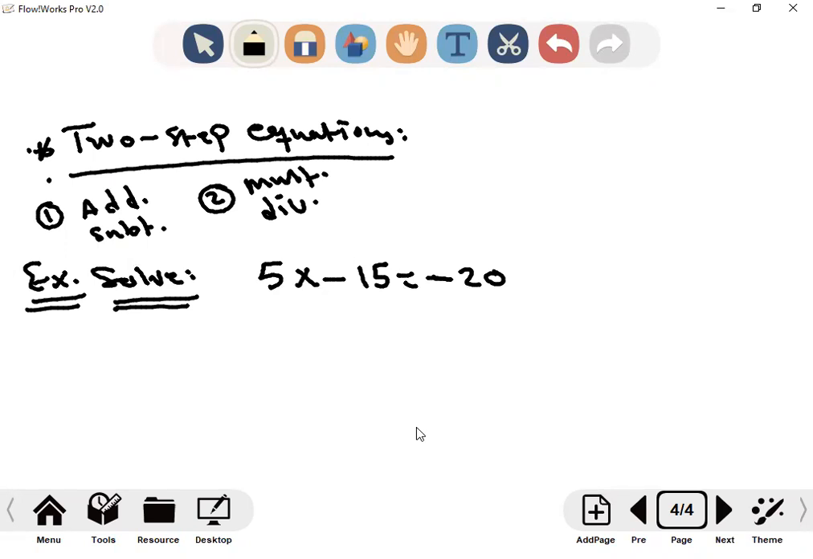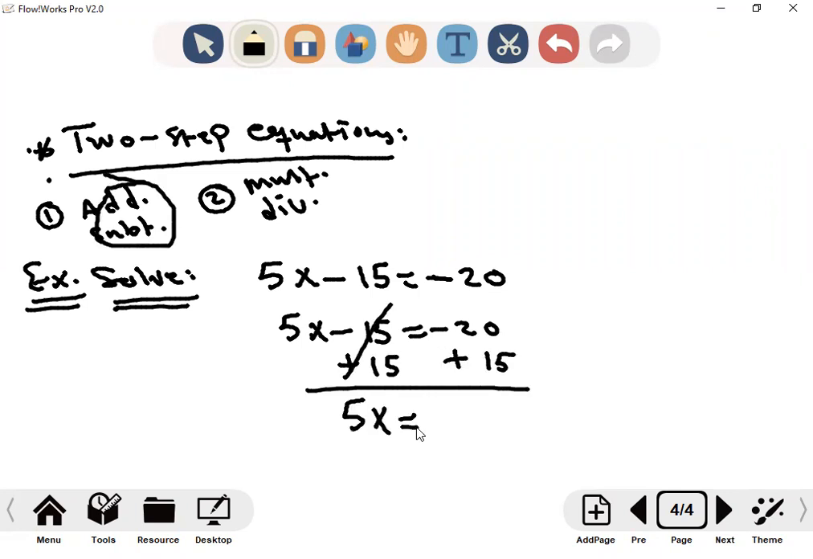Subtract 15. How do we get rid of subtract 15, guys? Plus 15 on both sides. So let's rewrite the equation: minus 15 equals minus 20. We add 15 on both sides.